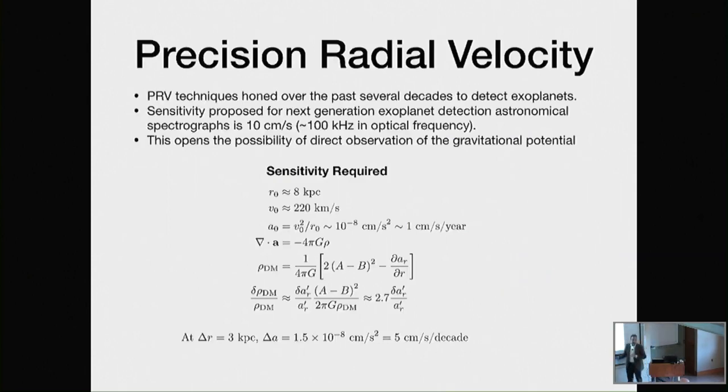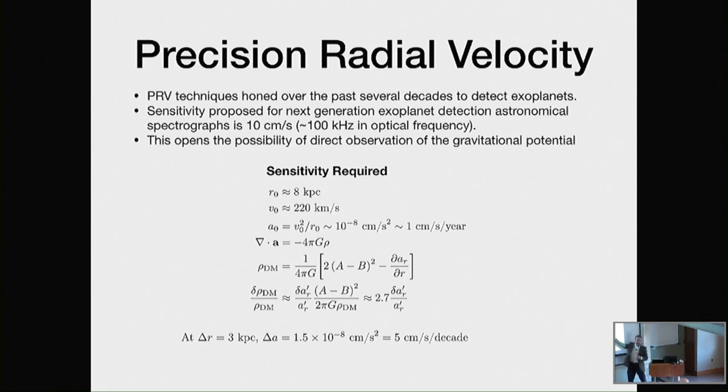The basic idea I would like to tell you about is to use the techniques of precision radial velocity measurements, which have been used for the past 20, 25 years to look for exoplanets, to measure the gravitational potential. What do we do when we look for exoplanets using the radial velocity technique? We measure a Doppler shift, and we watch as a star wobbles as a planet orbits it.